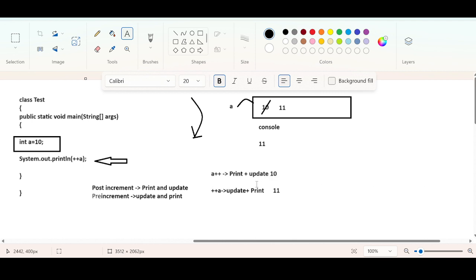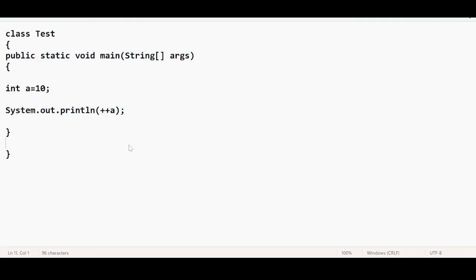This is a simple example. On top of this, we'll discuss a lot of things. There are many operators in Java. One more question let me ask you. Now I am taking 100, and A minus minus.